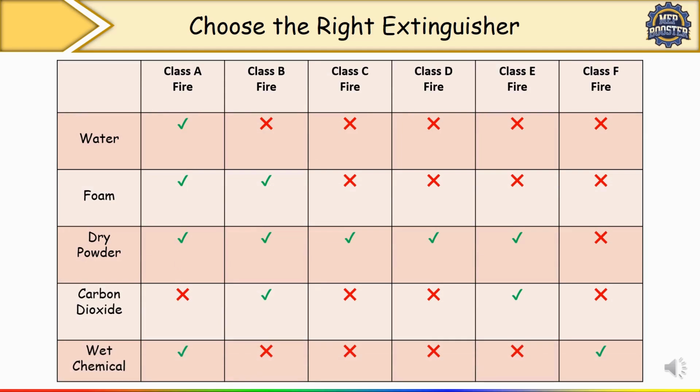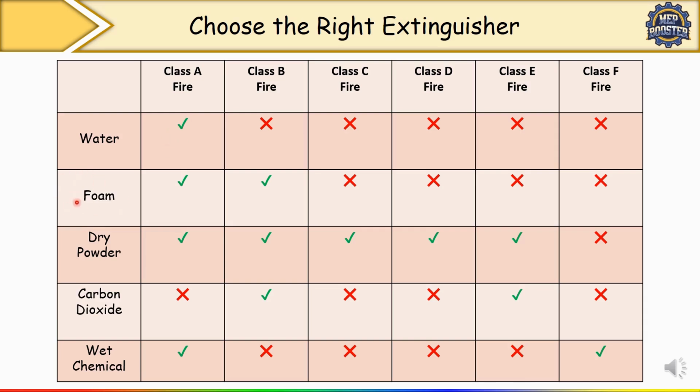Now here also it is given, if it is a class A fire, we can use the water extinguishing agent. So the water extinguishing agent is best suited to extinguish class A fire. Only class A fire. See, for class B and class C it is marked wrong. There is no need to use water to tackle these classes of fire. It is suited only to extinguish class A fire.